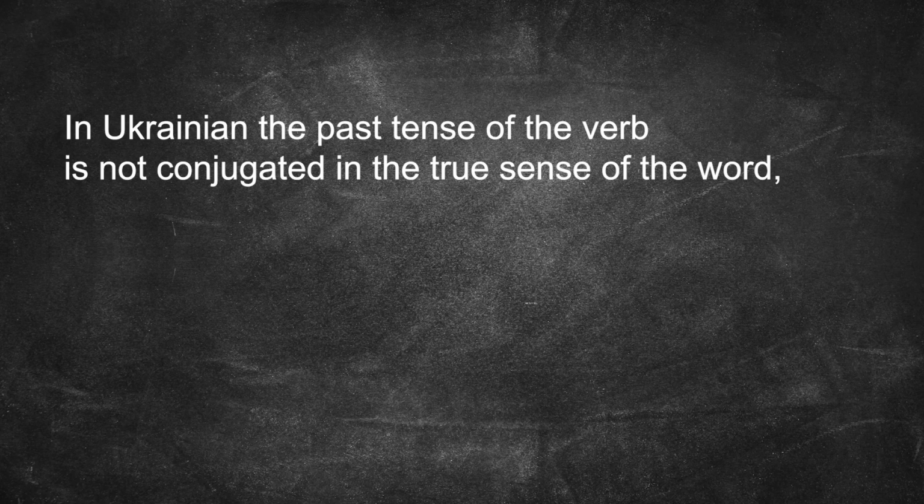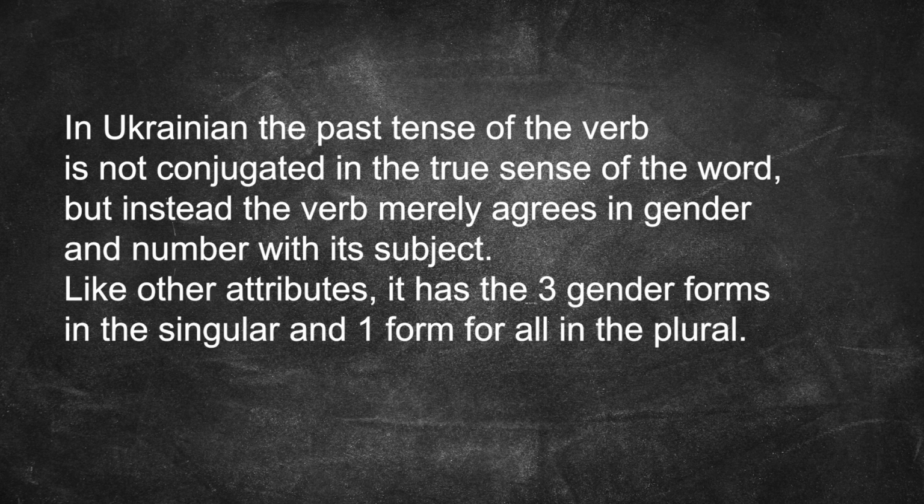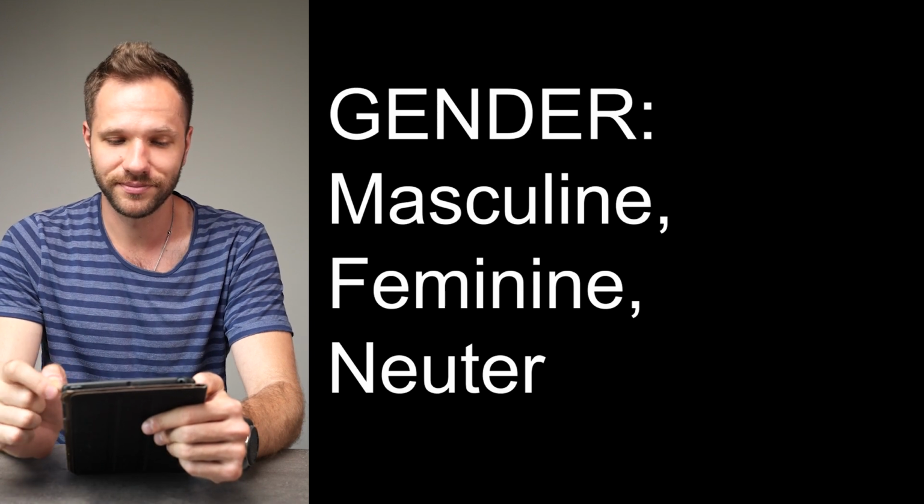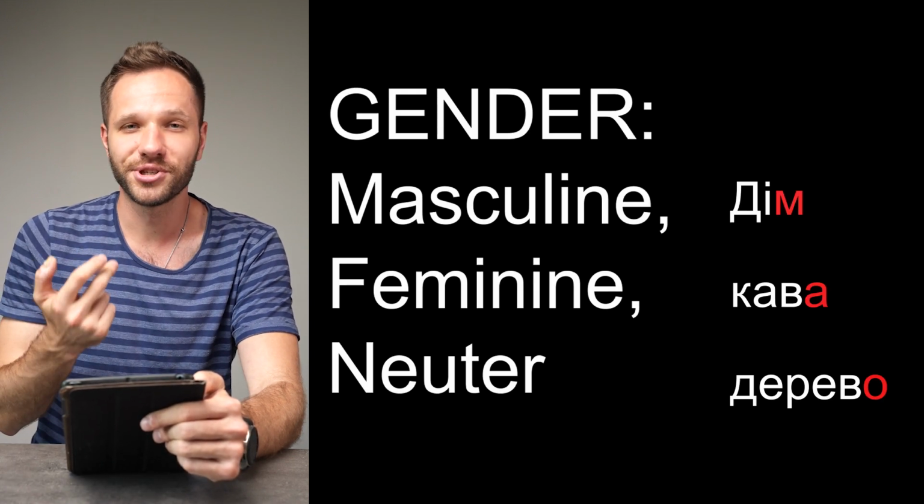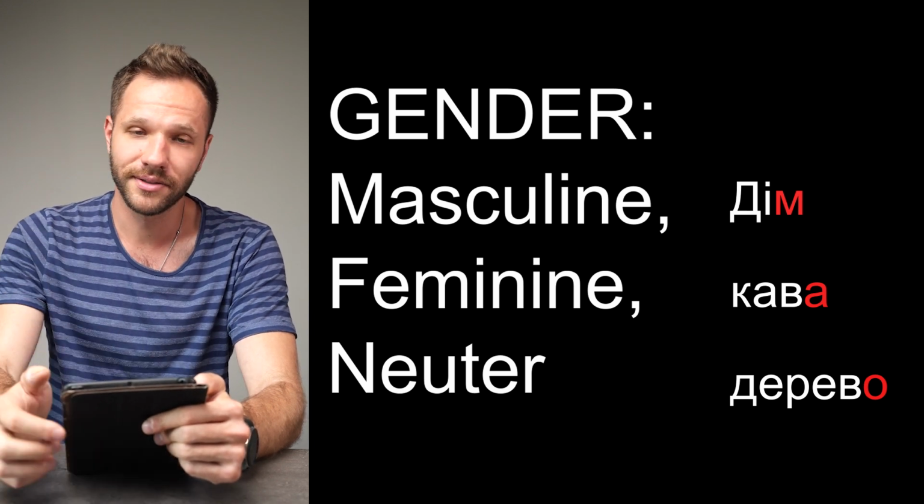In Ukrainian, the past tense of the verb is not conjugated in the true sense of the word, but instead the verb merely agrees in gender and number with its subject. Like other attributes, it has the three gender forms in the singular and one form for all in the plural. So you remember about gender forms. Чоловічий, жіночий, середній. And only one form in the plural.